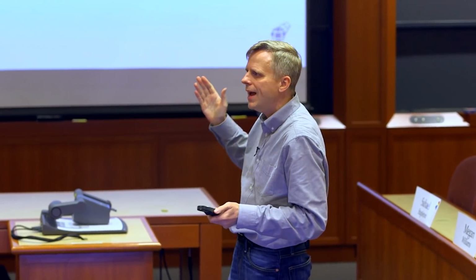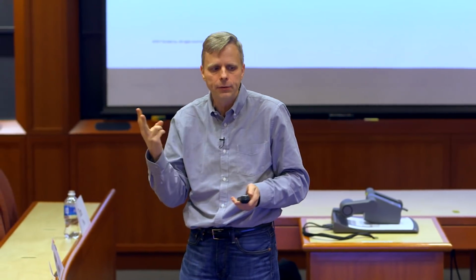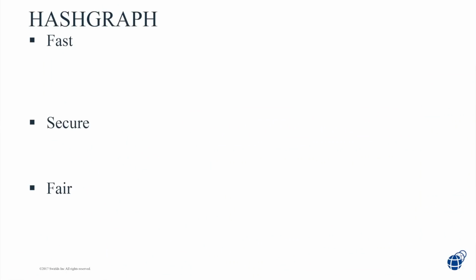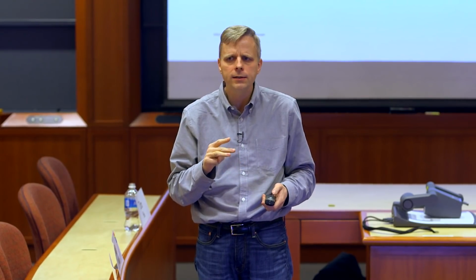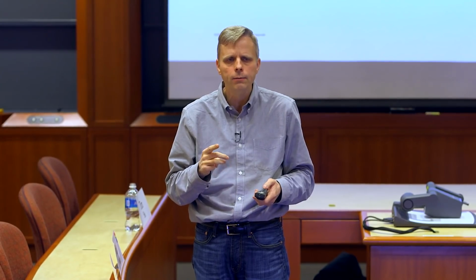So this is what Hashgraph is. It's the consensus algorithm. It's the way that the computers are going to talk to each other and come to an agreement on the transactions and on the other things. And Hashgraph is fast, it's secure, and it's fair. These are the three main things that we want in a ledger. And what you'll find is that it's faster and more secure than these other ledgers, and it's fair in a way that the other ledgers are not.